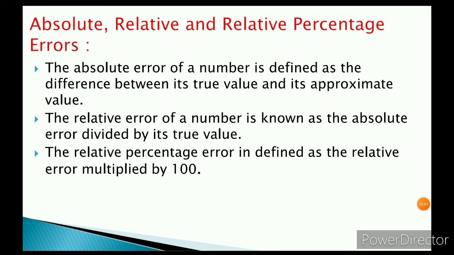The absolute error of a number is defined as the difference between its true value and its approximate value. The relative error of a number is known as the absolute error divided by its true value. The relative percentage error is defined as the relative error multiplied by 100.